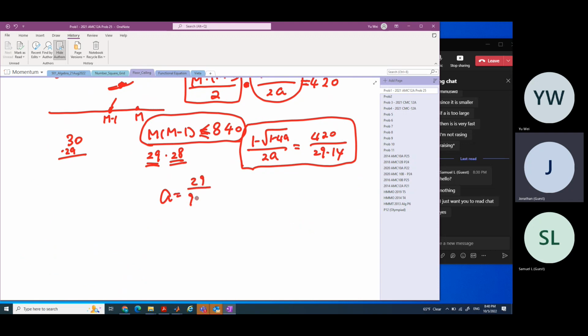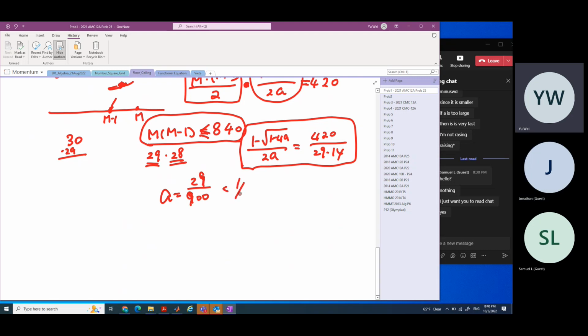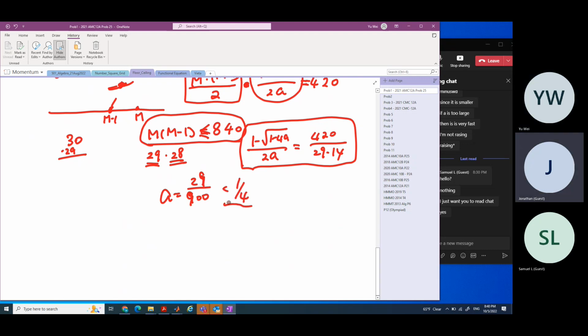Yeah, I need to use the bathroom. Is this number less than a quarter? Yeah, of course it is. Yeah, okay. I need to use the bathroom. Okay, come back quickly, okay?